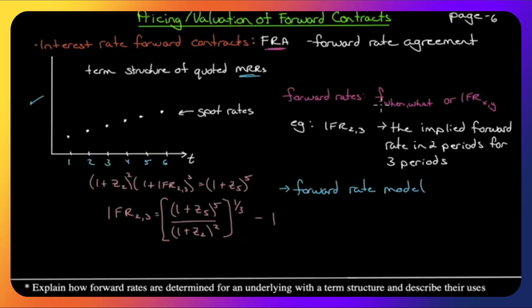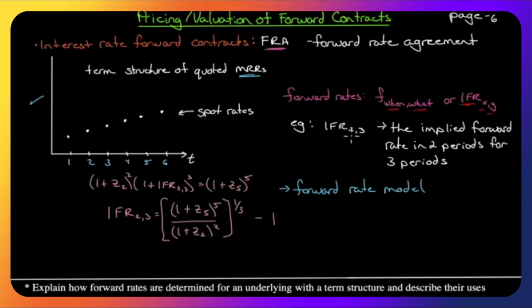Forward rates are quoted, you'll see a little f with two numbers. The first number is when, the second number is what. Or you'll see it as IFR. I means implied, an implied forward rate in the form of X, Y, X being a number, Y being a number. The first number is when. When does it begin? The second number is what length of time is it for?